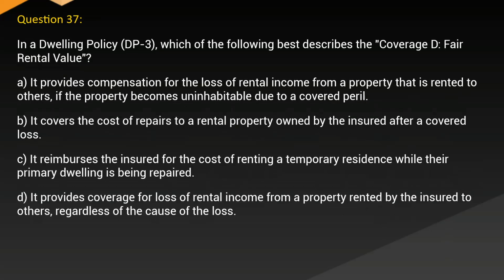Question 37. In a dwelling policy DP3, which of the following best describes Coverage D, Fair rental value? A. It provides compensation for the loss of rental income from a property that is rented to others if the property becomes uninhabitable due to a covered peril. B. It covers the cost of repairs to a rental property owned by the insured after a covered loss. C. It reimburses the insured for the cost of renting a temporary residence while their primary dwelling is being repaired. D. It provides coverage for loss of rental income from a property rented by the insured to others regardless of the cause of the loss.